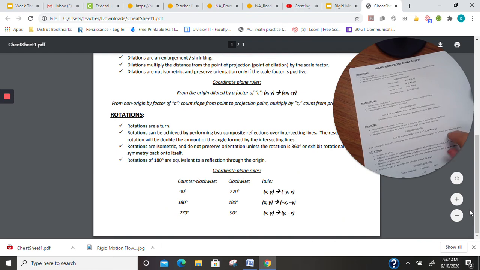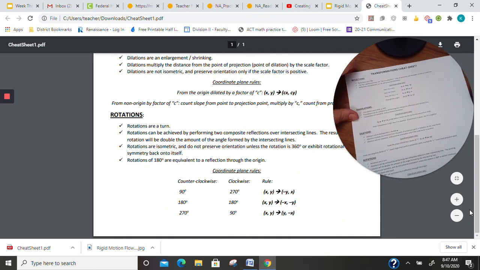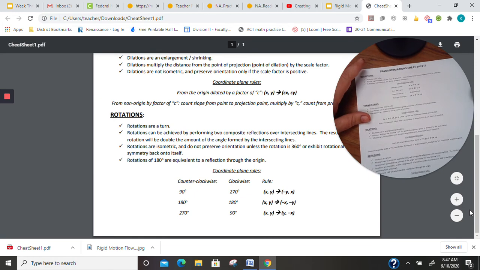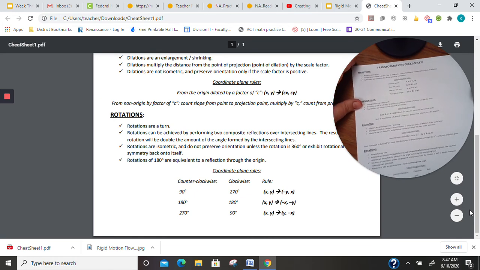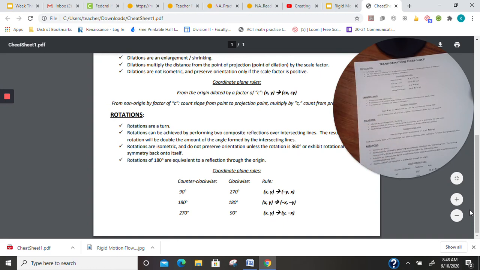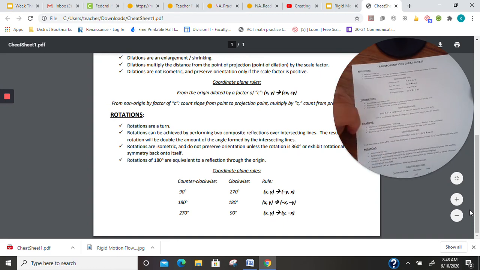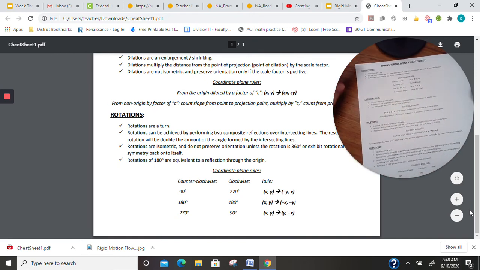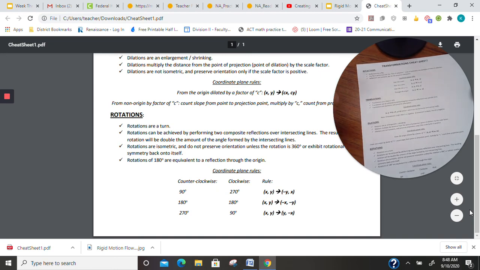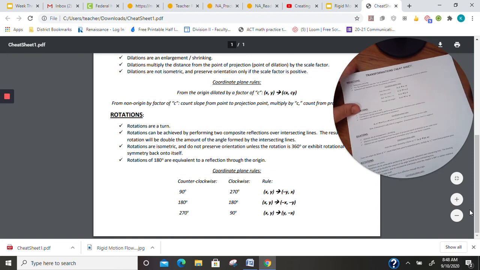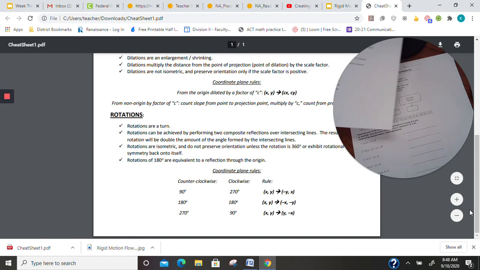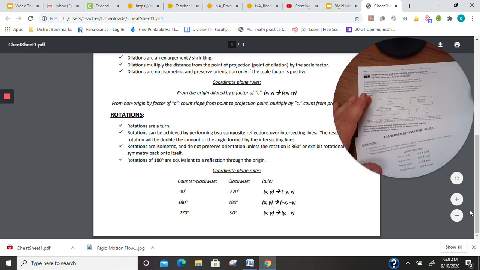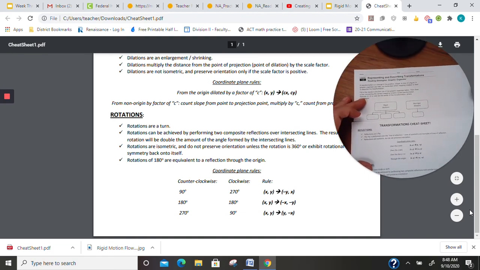The only non-rigid movement. Now we can do some things that will change the shape of these other ones, but they're just by themselves, they're rigid. If I do a reflection and a translation and a rotation, then I might be able to change the shape. But doing just one, they're all rigid. Okay? All right.